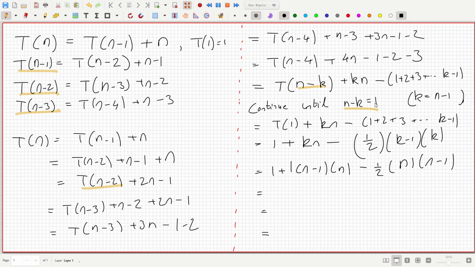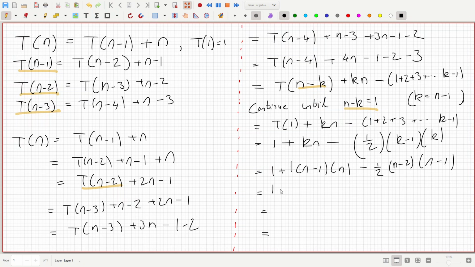N minus k equals 1. So that means k equals n minus 1. That's right. T1 is 1. And that k matches that. And then the sum is 1 less. And that's a half k minus 1 times k. That's a half k minus, oh, k minus 1 isn't n. There's my silly little mistake. K minus 1 is n minus 2.